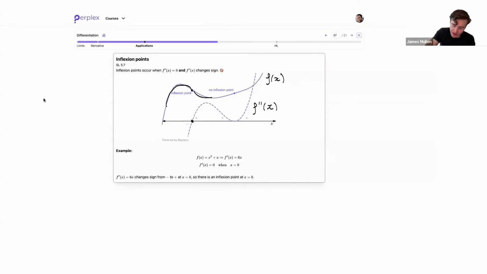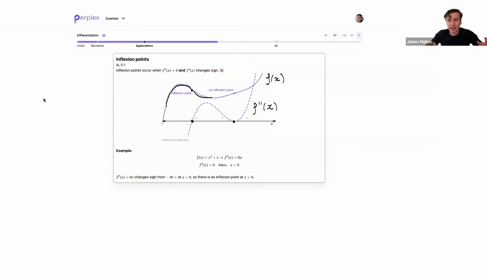I also want you to notice that even though f prime prime of x is 0 here, there's no inflection point here. It's bending up, and then it's not bending at all, and then it bends up again, because f prime prime of x has a 0, but it doesn't cross the x-axis. It touches and it goes back up. Specifically, you have an inflection point when the second derivative changes sign.